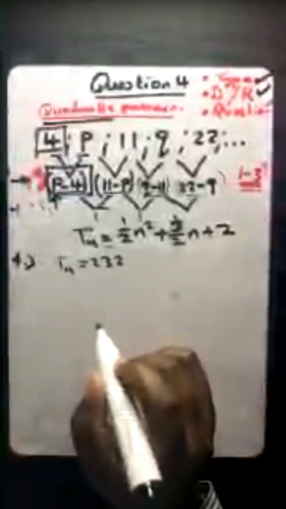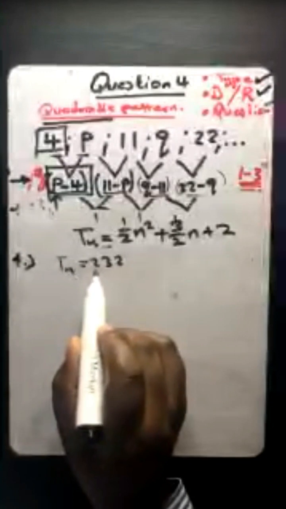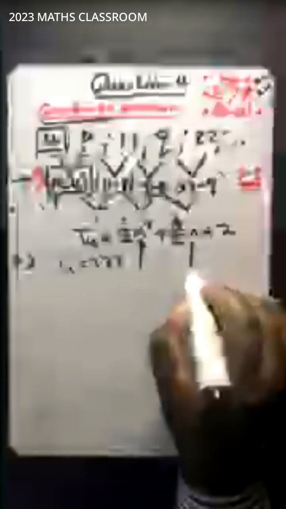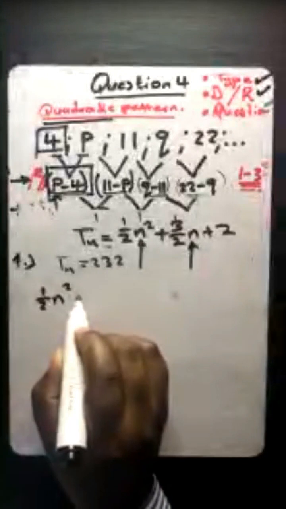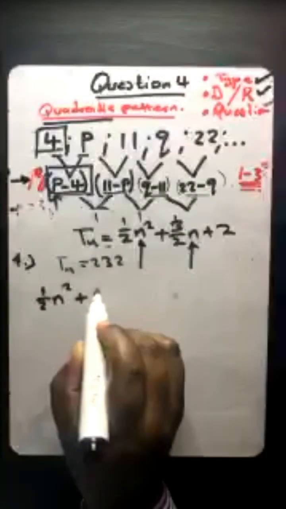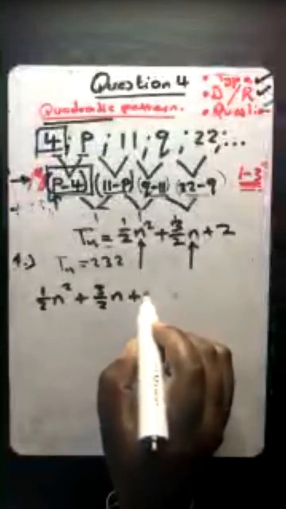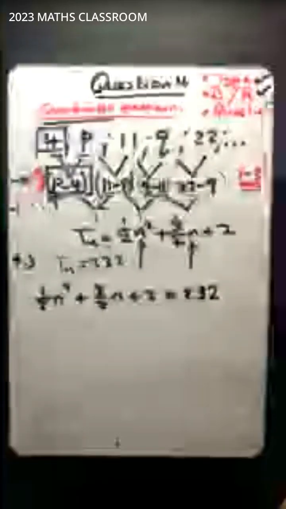See, so here Tn is 232. Calculate the value of n. Can you guys see this is what they want you to calculate. So you just take the whole of that and then you equate it to, not 0, but what they say it is equal to, which is 232. Then from there, you just go for n.